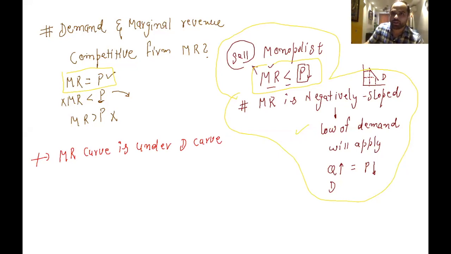Marginal revenue cannot be above it like this, and it cannot be equal. D cannot be equal to MR. That's why MR is less than P. So the MR curve is under the D curve, the demand curve. This thing you have to remember.